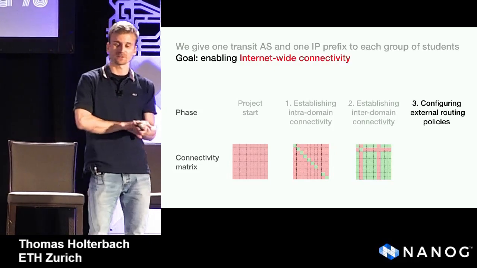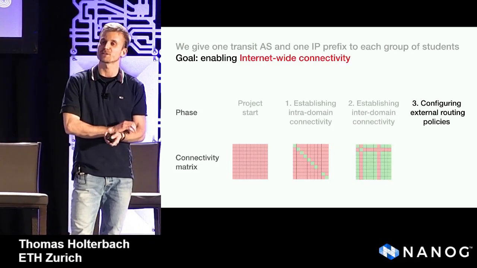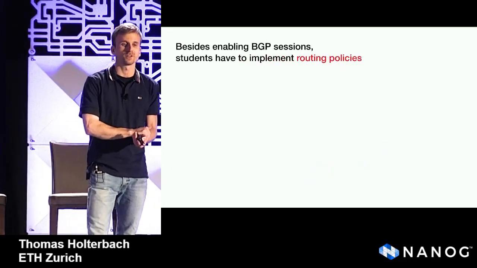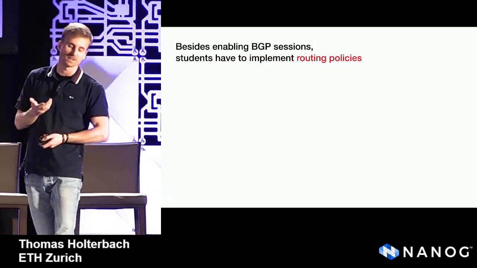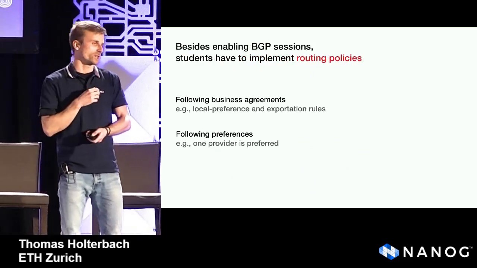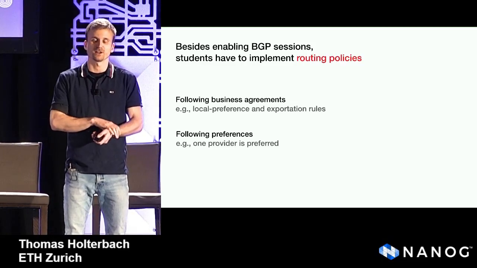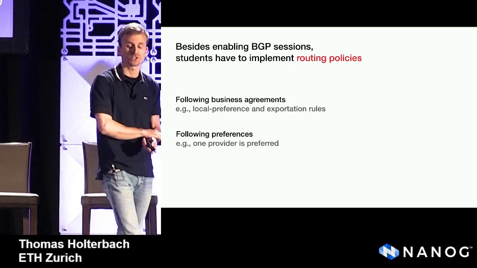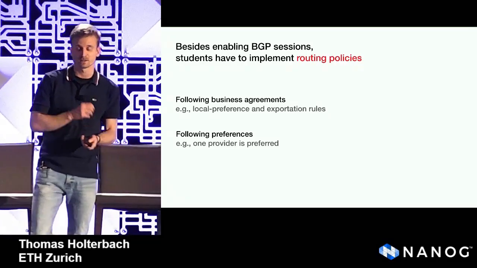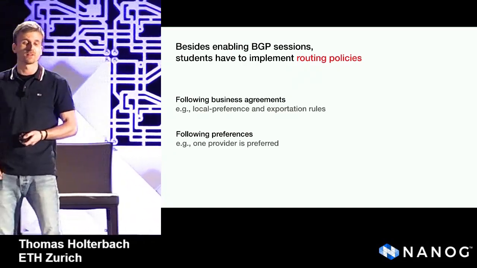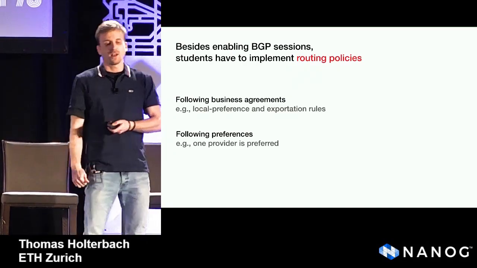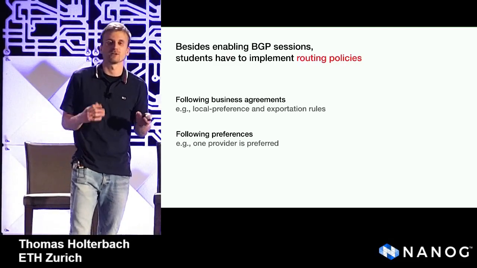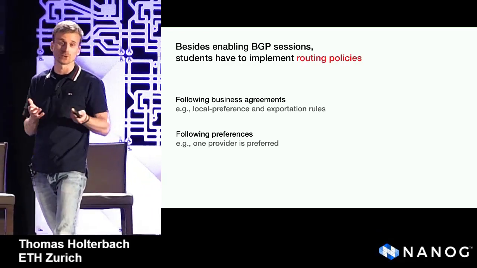After this phase, in the third phase, we ask them to configure some more advanced routing policies. So for instance, what types of external routing policies do we ask them to implement? First, we generally ask them to implement policies such that the traffic follows the money, so the customer-provider business relationships. Here they have to use some local preferences. They also have to implement the export rules. We can also ask them to implement additional policies, like for instance, one provider is preferred over another.